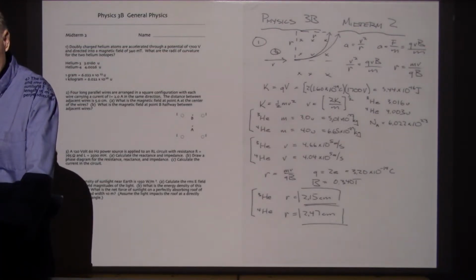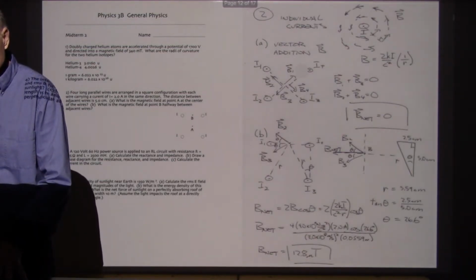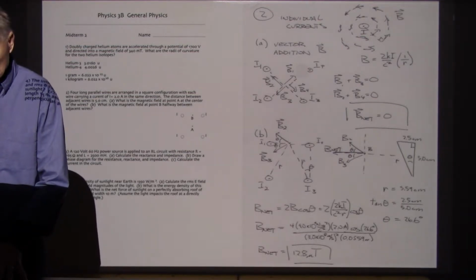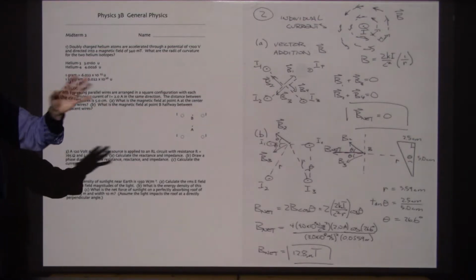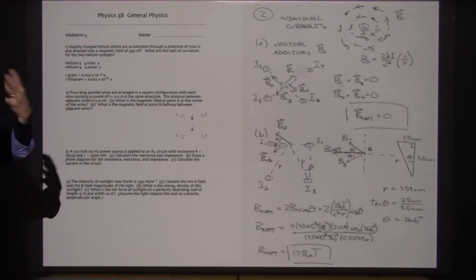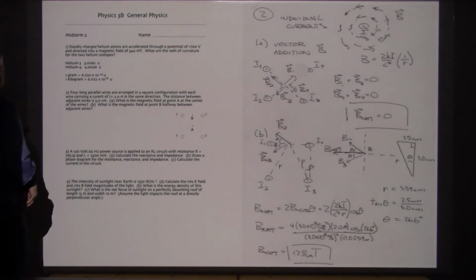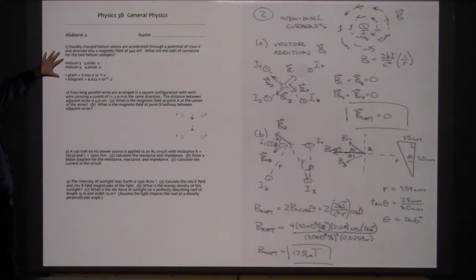Moving on to the next problem here. So problem 2, if I had to identify a chapter, I would say this is mostly due to chapter 27. Again, it's good to have this background in 27, 28, 29, all of this magnetic force and field stuff that's all interconnected. But this is kind of like a chapter 28 problem.